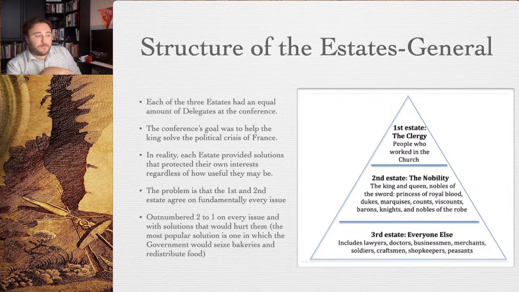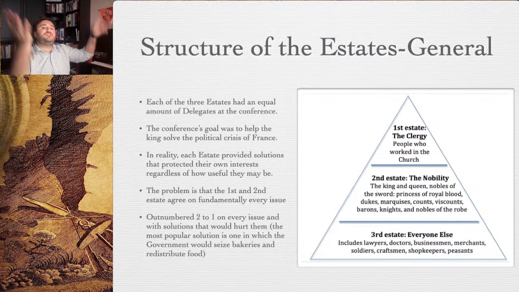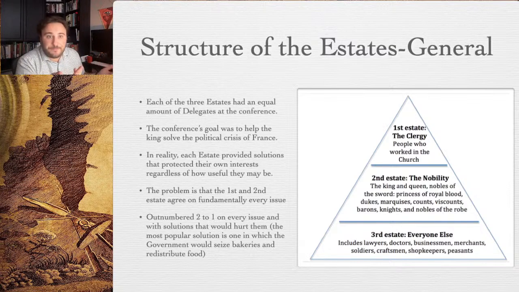Faced with this scenario, the delegates of the Third Estate do the only rational thing they can think of doing. They leave. Why would you stay? Why would you waste your time? Why would you stay at this conference where your vote literally doesn't matter? And what they're talking about will affect you personally.